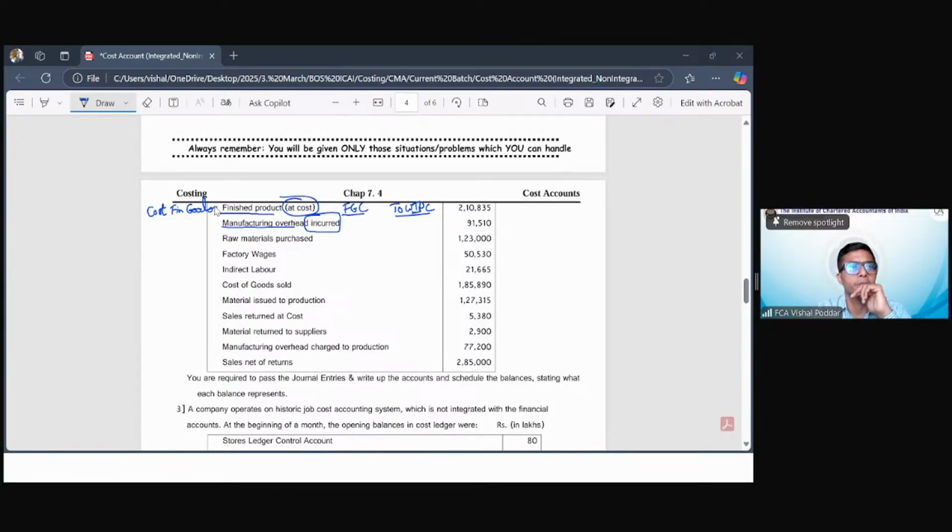Students, make it fast. Superb. Correct.